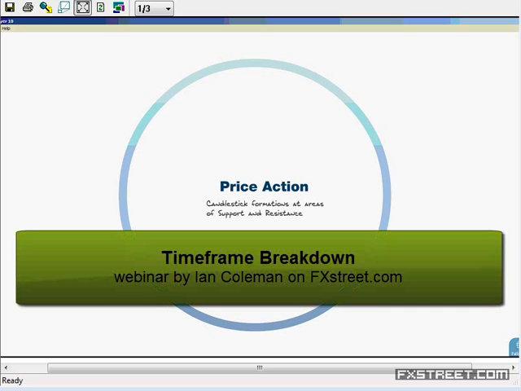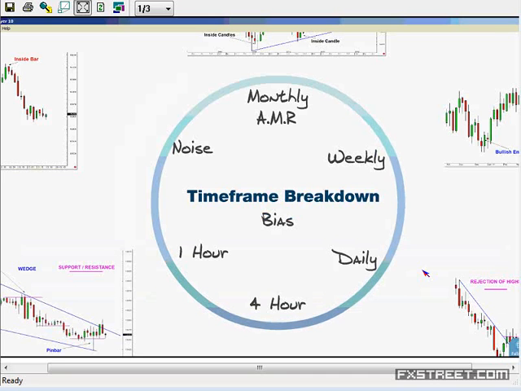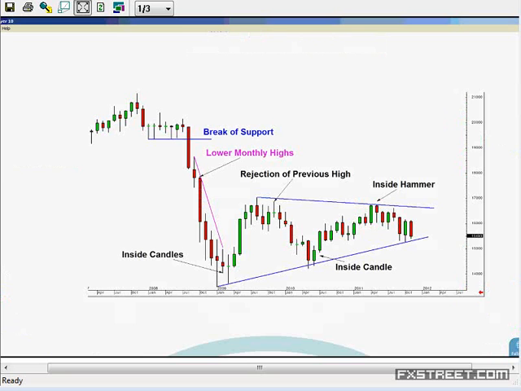Okay, and we're basically going to be looking for price action at areas of support and resistance. So, time frame breakdowns. We're going to look at monthlies, also known as AMRs or acute monthly reversal candles, weekly formations, daily, 4-hourly, 1 hour, and what I call noise, which is basically all the way down into a 5-minute time frame.